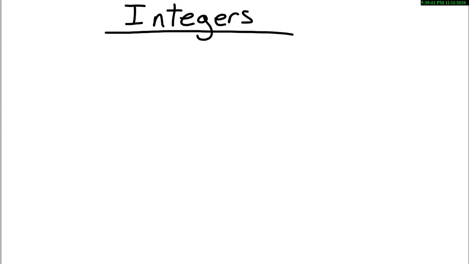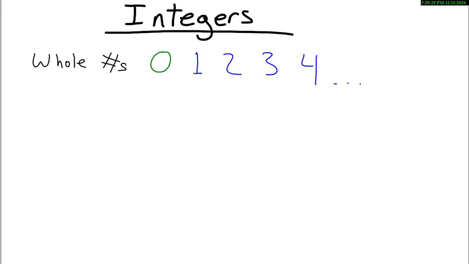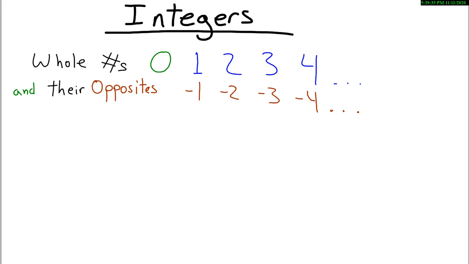Okay, so let's talk about integers. Integers are basically whole numbers, like 0, 1, 2, 3, 4. Those are whole numbers, and their opposites, such as -1, -2, -3, -4.